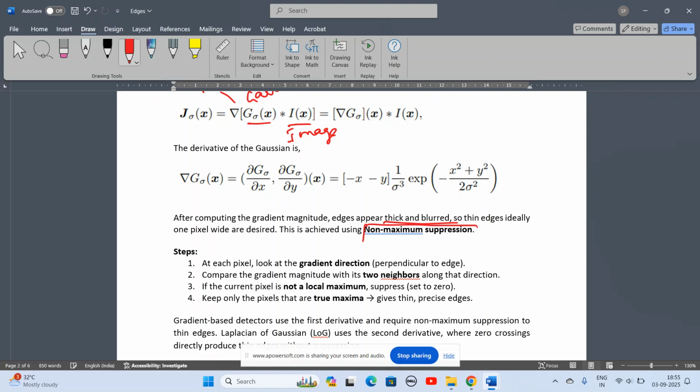So I am going to perform non-maximum suppression. Non-maximum suppression means I'll consider my two neighbors, and if the current pixel is not the local maximum, the local maximum means that it should be the better one.